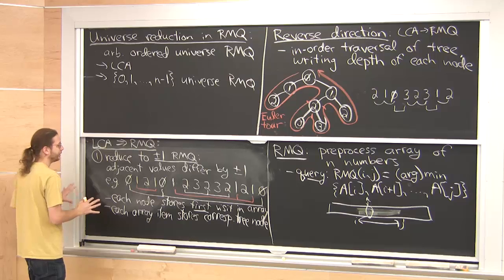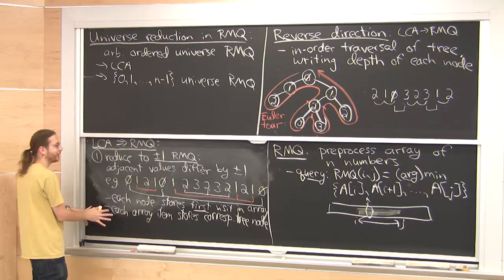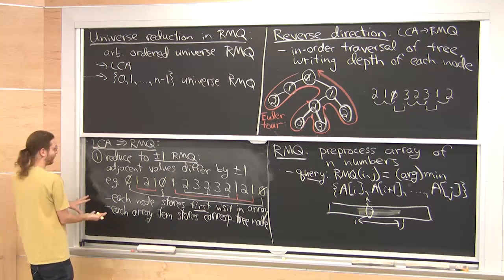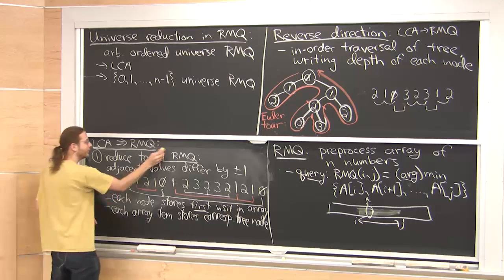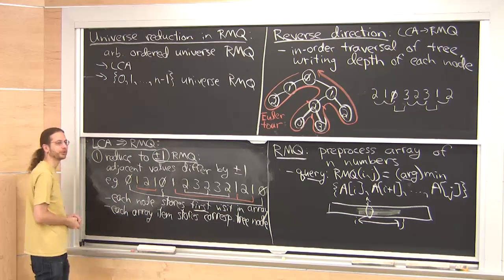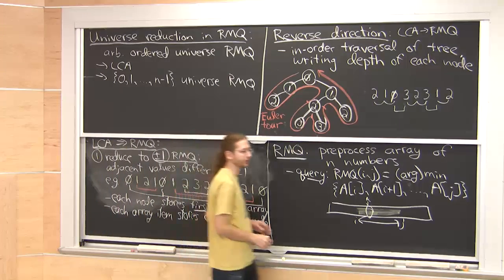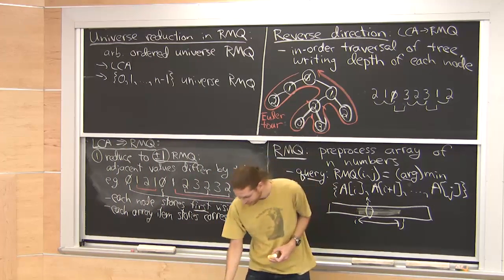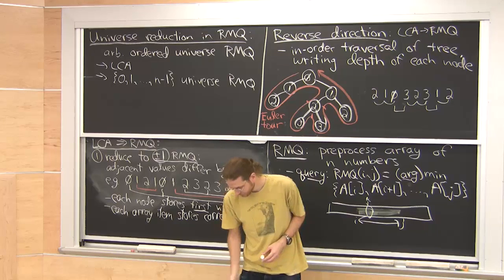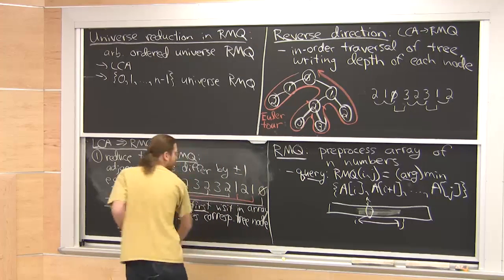Okay, no big deal. And you're not going to see why this is useful for a little bit until step 4 or something, but we've slightly simplified our problem to this plus or minus 1 RMQ. Otherwise, identical to this in-order traversal. So not a big deal, but we'll need it later.